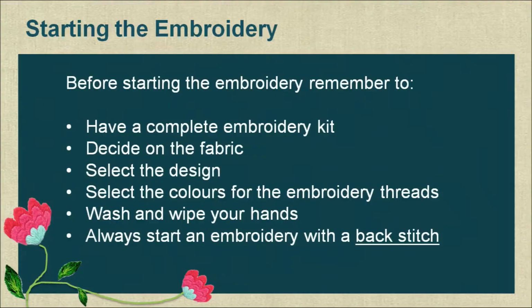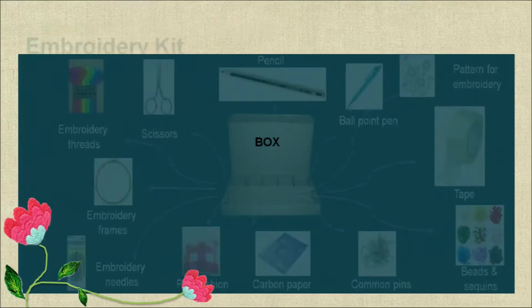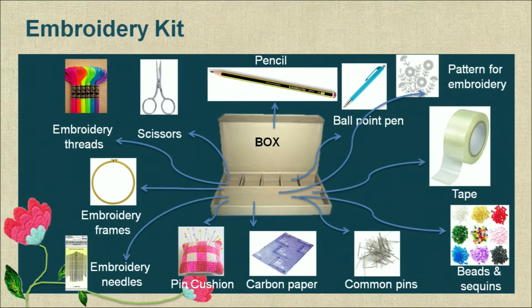So before starting, we should have a complete embroidery kit which will include thread, scissors, pencil, any marking equipment which is required. You have an embroidery frame, embroidery needles, pin cushion, carbon paper, common pins, beads, sequins and tape if it is required. So we can use different types of fabrics on which embroidery can be done.